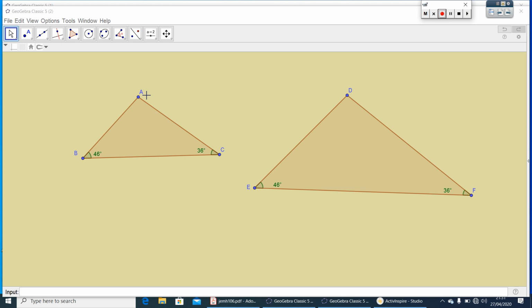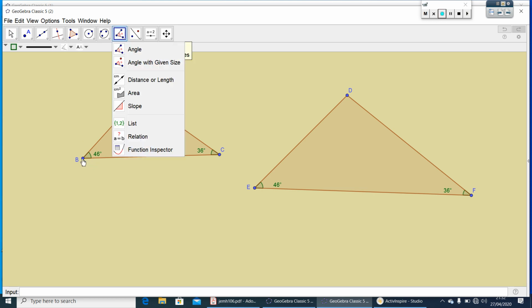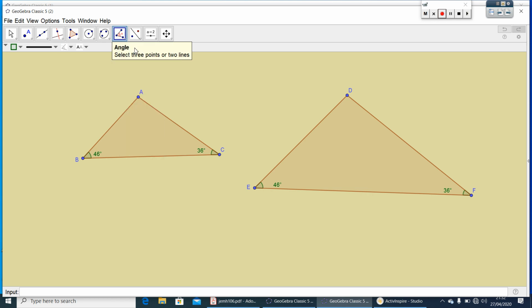Here you have two triangles, triangle ABC and triangle DEF. Two of the angles are given: angle B 46, angle E 46, similarly angle C 36, angle F 36 degrees. Now what about angle A? Let us measure angle A. Angle A you are getting 98 degrees. Similarly here angle D, that also is 98.